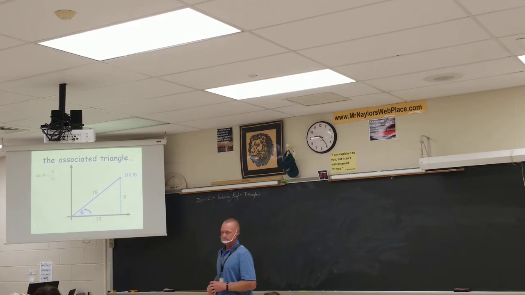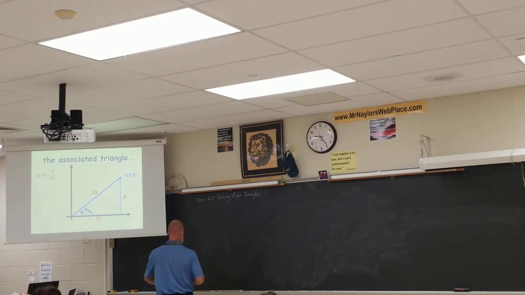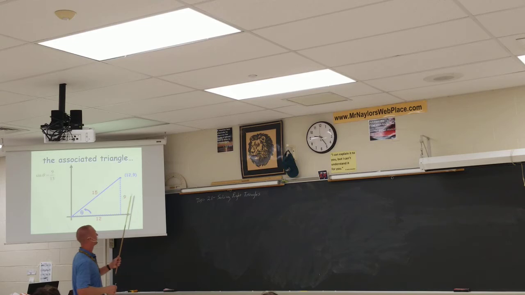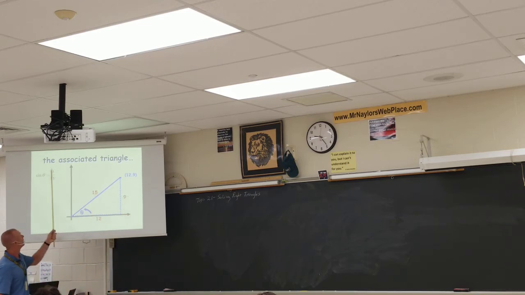Sine of theta. If you're wondering what do we do with this, you find a trig value, you find the sine. Now remember, the sine of theta is y over r, so 9 over 15. Cosine of theta is x over r, so 12 over 15. And then, of course, you have the tangent of theta.